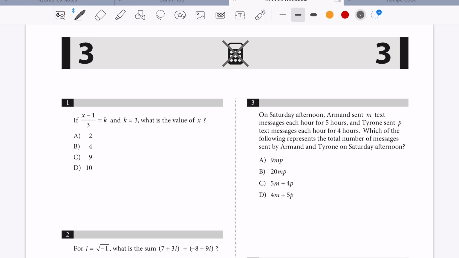Okay, let's start with this first problem. If (x minus 1) divided by 3 equals k, and k equals 3, what is the value of x? Okay, let's go ahead and substitute 3 in for k. We get (x minus 1) over 3 is equal to 3. And then if we solve for x, multiply 3 on both sides, x minus 1 equals 9. And then adding 1, we get x is equal to 10.